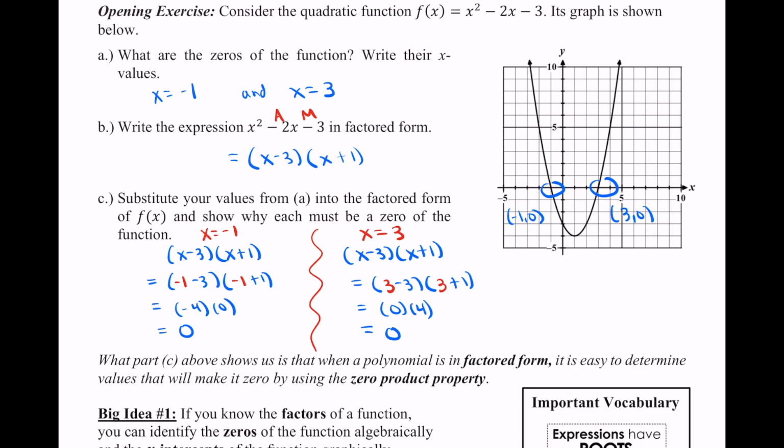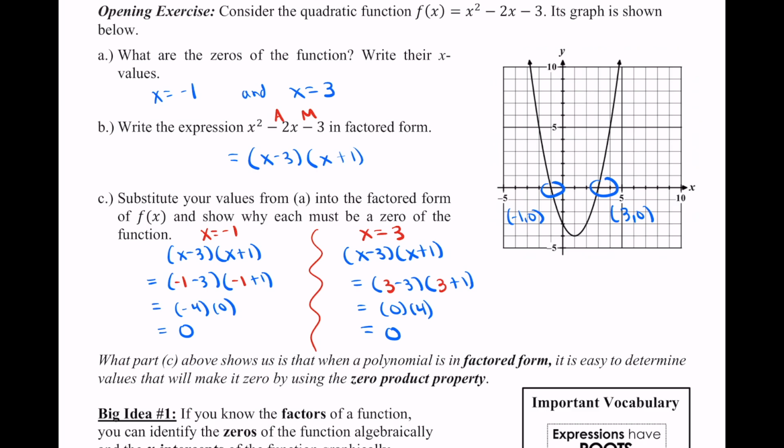For part B, you took the expression x squared minus 2x minus 3 and wrote it in factored form. So using your factoring strategies, that was a trinomial with a leading coefficient of 1. So you had to find a pair of numbers that multiply to be negative 3 but add to be negative 2. Those numbers were negative 3 and 1, which gave you your two factors, x minus 3 and x plus 1.